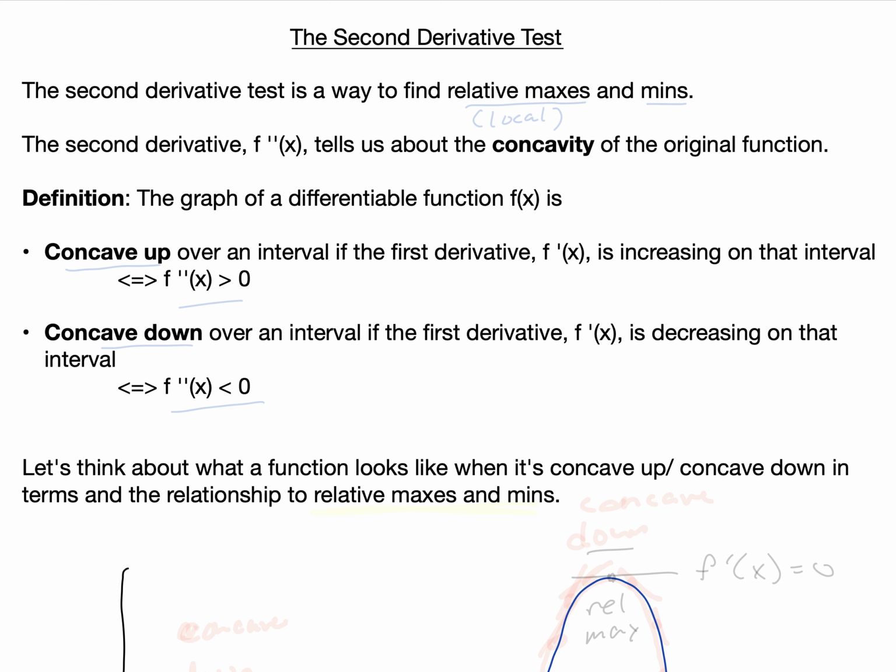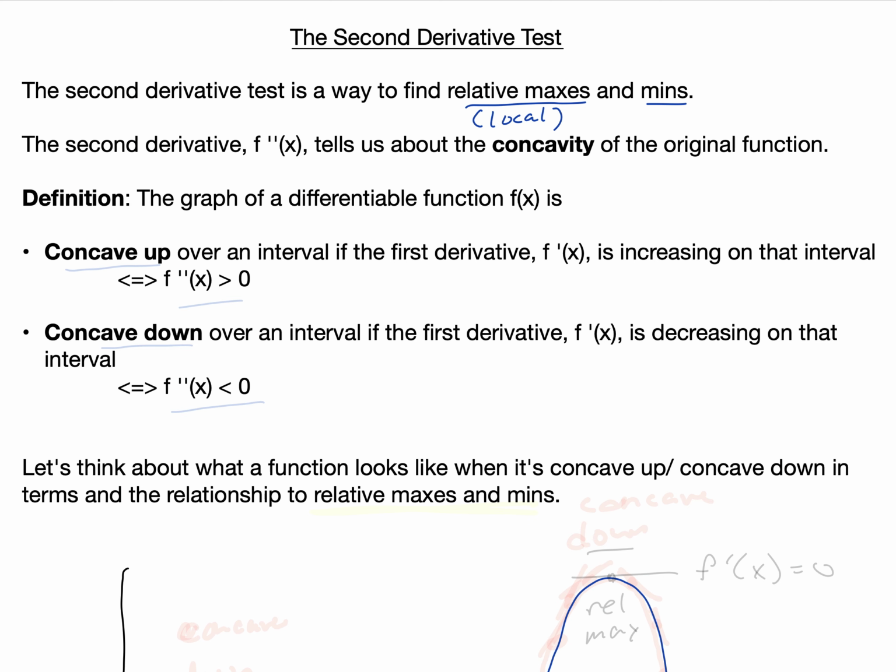This video is on the second derivative test. The second derivative test is a way to find relative maxes and mins, or local maxima and minima. And we know already that the second derivative tells us about the concavity of the original function. So we had a different way before of finding relative maxes and mins.